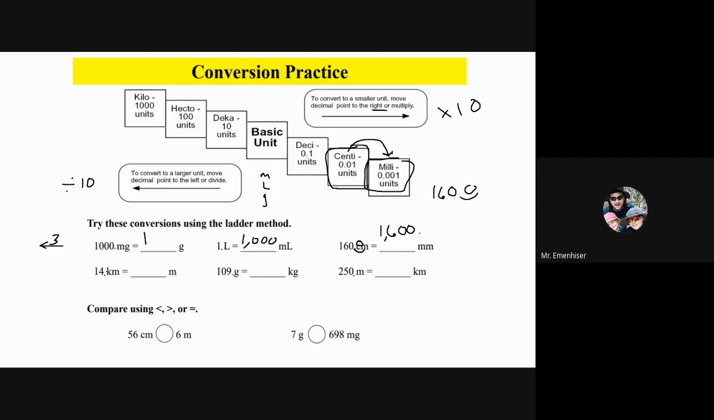That's it. 14 kilometers. Kilometers is up here. Meters right here. So we're going to move 1, 2, 3. So 14 with the decimal at the end, move it 3 times. 1, 2, 3. Add in the zeros, 14,000.